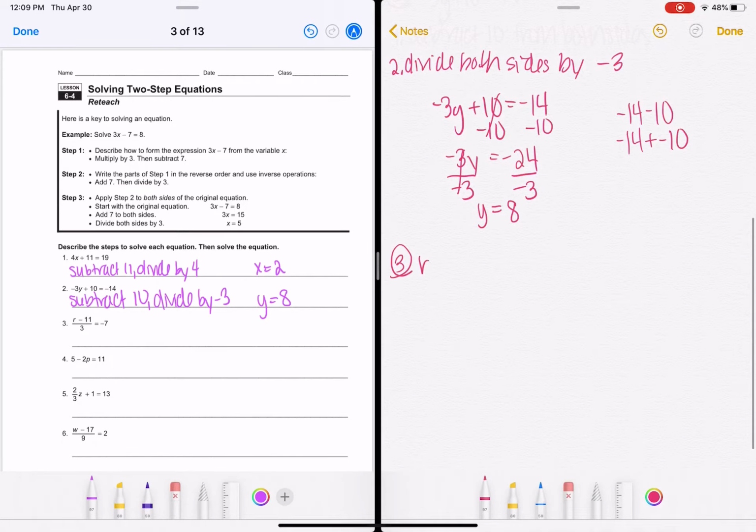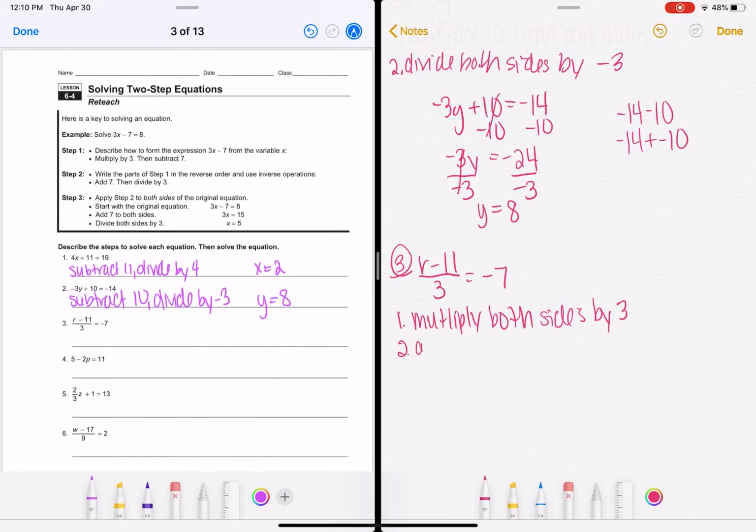Number 3, we have r minus 11 divided by 3 equals negative 7. Now in this case, since it's a fraction, I'm going to get rid of the division first. This doesn't happen very often, but in this case, that's what we're going to do to make it a little easier. So step 1 is going to be multiply both sides by 3. And then we are going to add 11 to both sides.